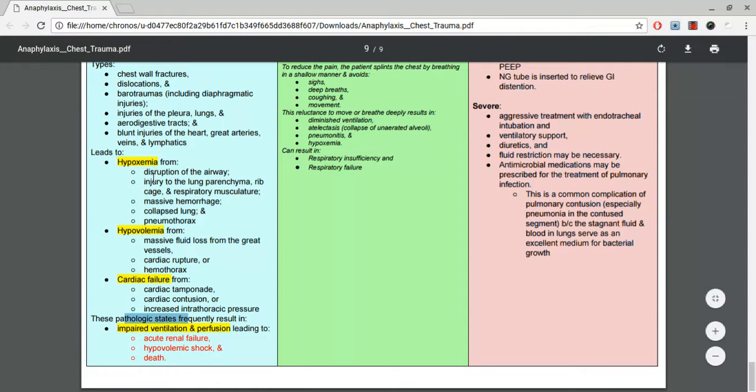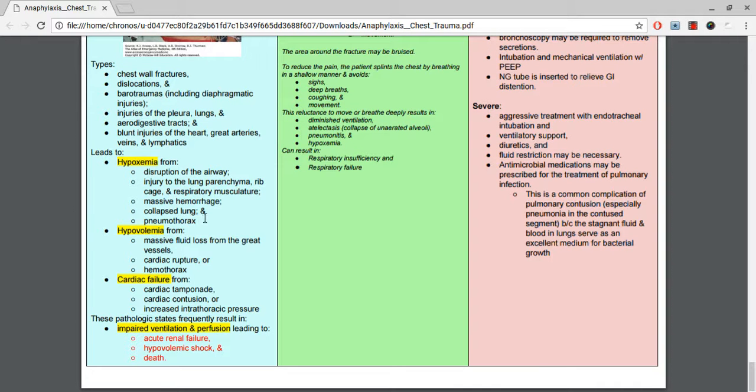And this is just like the different causes of it. Like, what could cause hypoxemia after a chest trauma? Okay, well, maybe you disrupted the airway. Maybe you hurt your lung. Maybe you hurt your rib cage. Maybe you're hemorrhaging. Maybe you got a collapsed lung. Maybe you got a pneumothorax. And for hypovolemia, maybe you're losing lots of fluids. Maybe your heart got ruptured. Maybe you got blood filling up your thorax.